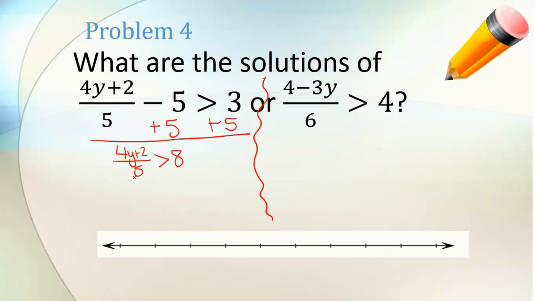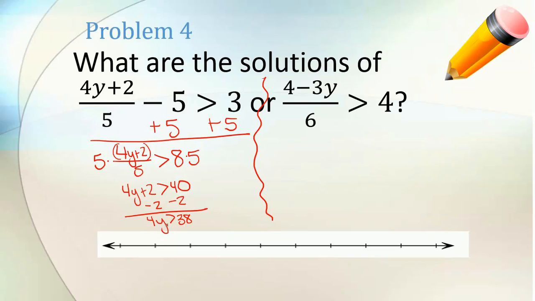Now I got to get rid of that division by 5. Otherwise, I can't attack these. These are kind of almost in parentheses right now until I get rid of that division by 5. So, multiply both sides by 5. I got 4y plus 2 is greater than 40. 4 is attached to the y by multiplication, so let's subtract the 2 first.